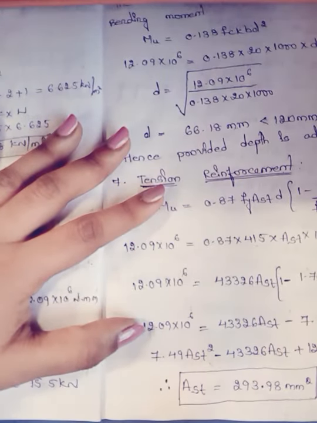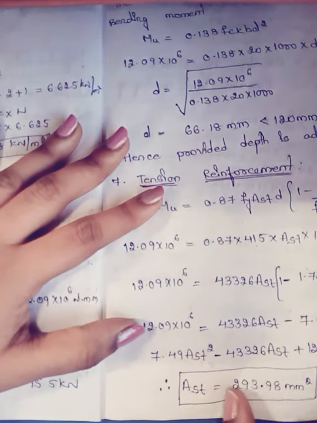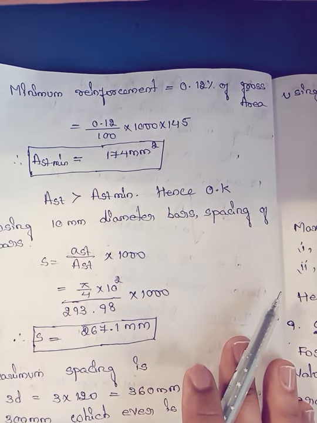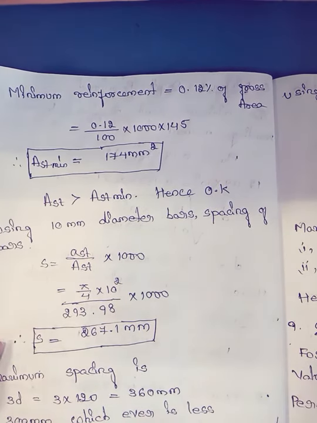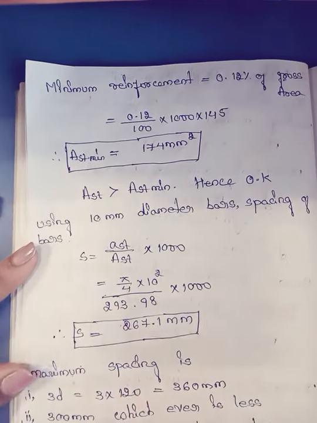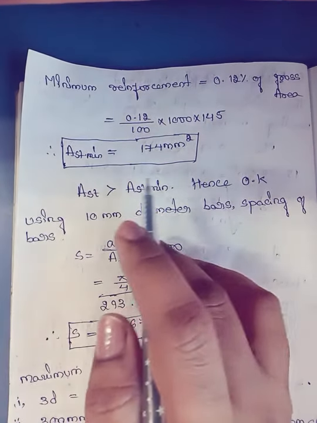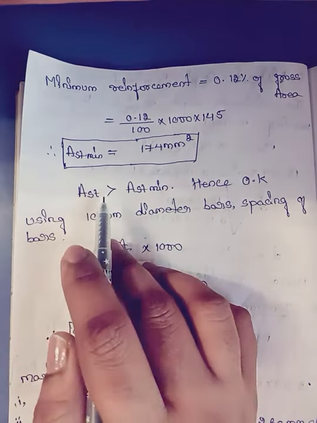So what is the Ast calculated? It is 293.98 mm square, right? So it is greater than the minimum reinforcement required. So hence it is okay. So now Ast is greater than Ast minimum, hence whatever we have calculated is correct. So we can take that Ast value.